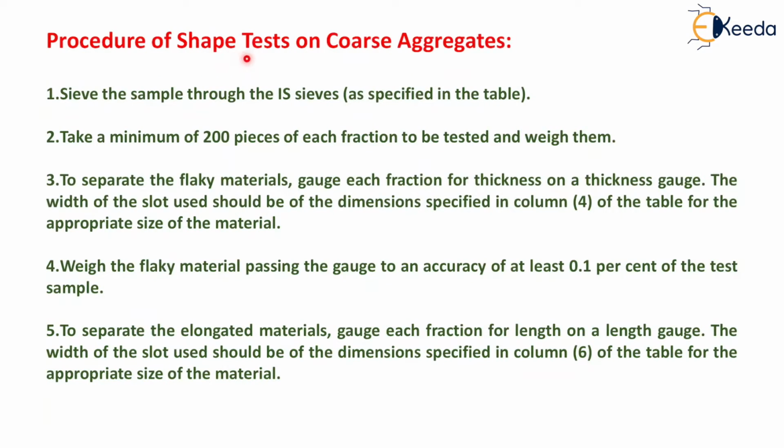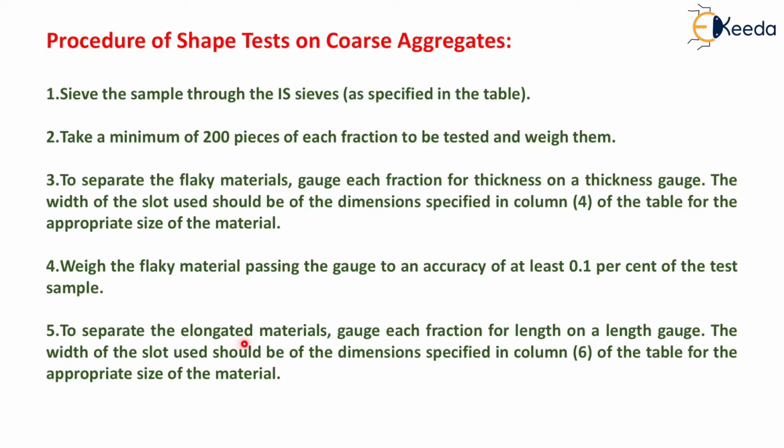Now, procedure of shape test on coarse aggregates. The first one is sieve the sample through IS sieves. Take a minimum of 200 pieces of each fraction to be tested and weigh them. To separate the flaky material, gauge each fraction for thickness on a thickness gauge. The width of the slot used should be of the dimension specified in column 4 of the table for the appropriate size of the material. Weigh the flaky material passing the gauge to an accuracy of at least 0.1% of the test sample.